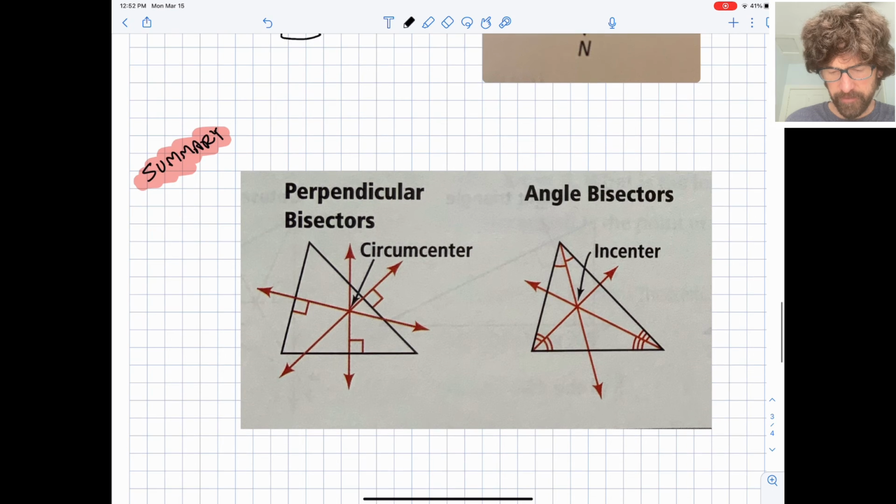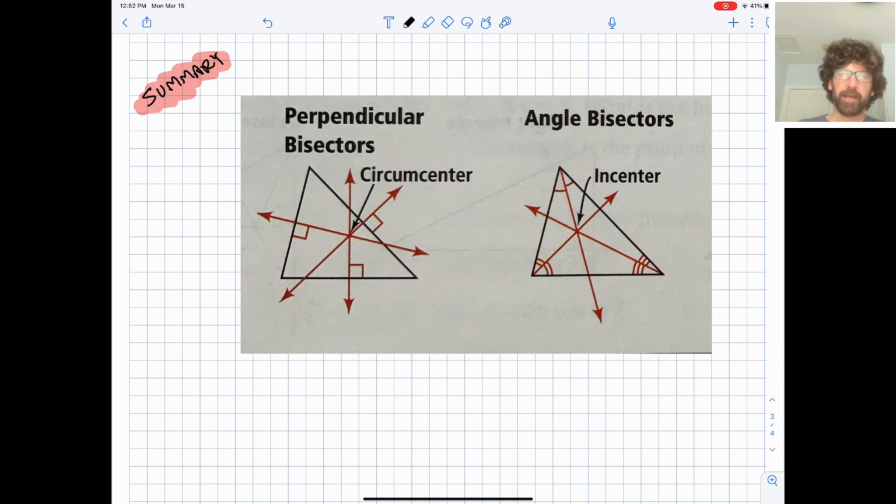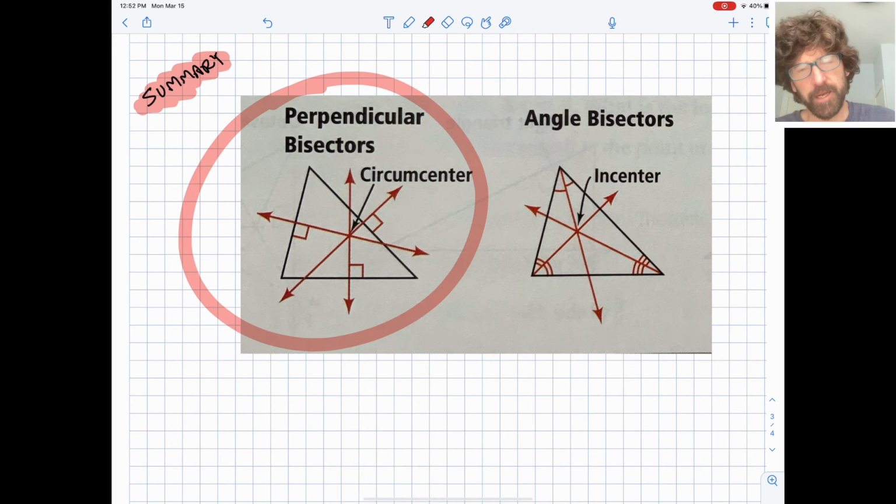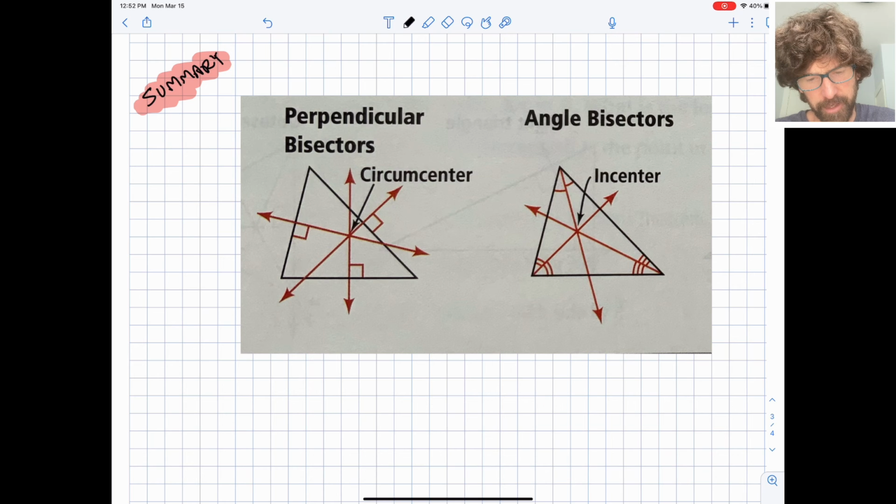I want to summarize this and give you a little bit more information on what happens when you construct these things in triangles. This is pretty useful, pretty interesting. Let's work with perpendicular bisectors first. If you draw all three perpendicular bisectors in a particular triangle, and here they're not officially labeled as bisectors, so I will label that like so, trying not to clutter up the diagram too much.